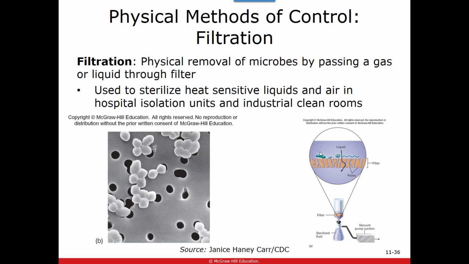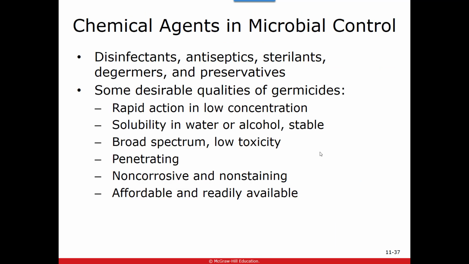Now, chemicals. There's a lot of chemicals that can inhibit microbes as well. Lots of chemicals that are there. And so some are disinfectants, some are sterilants, some are antiseptics, degermers, preservatives. Some have desirable qualities, these are the things we would like all of our chemical agents to be. We would like them to work very quickly in a low concentration. We would like them to be soluble in water or alcohol and be shelf stable.